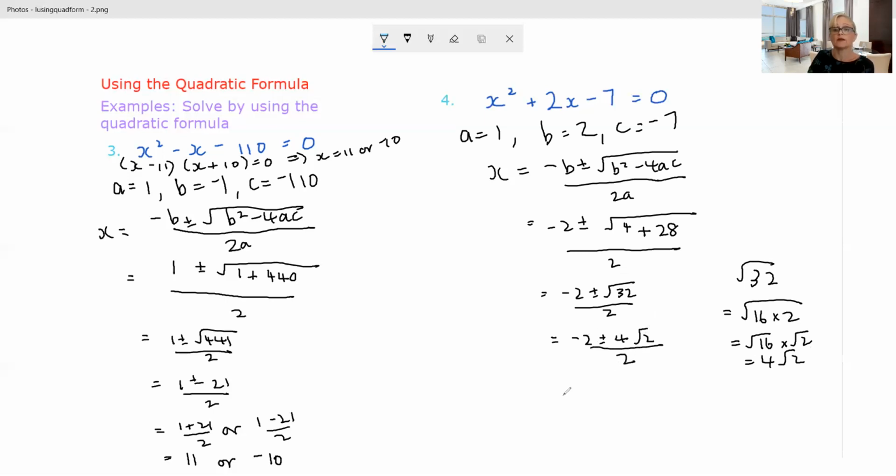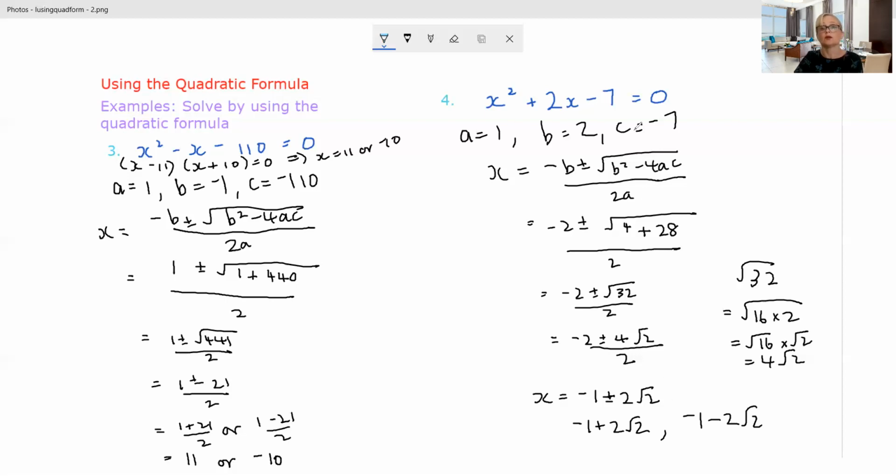And you can actually divide the 2 into each term. So you get -1 plus or minus 2 root 2. Now, because 2 is not a perfect square, this is the only way, or you can split them up, obviously, like that, but leaving it in this format is the only way to give the answers exactly. If you wanted an approximation to a certain number of decimal places, by all means, put it in your calculator. But normally we're concerned with exact answers when we're solving equations, at least to begin with. So I would leave it at that step unless asked otherwise.